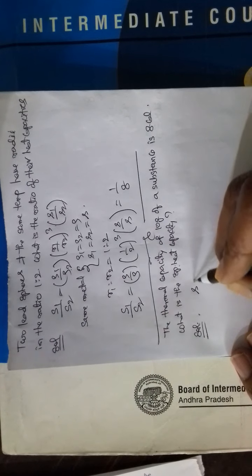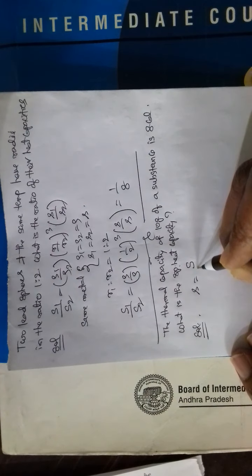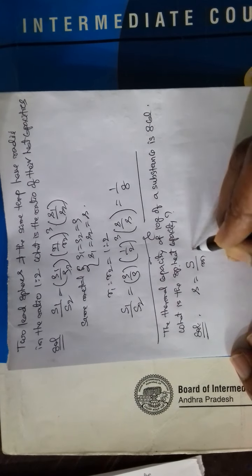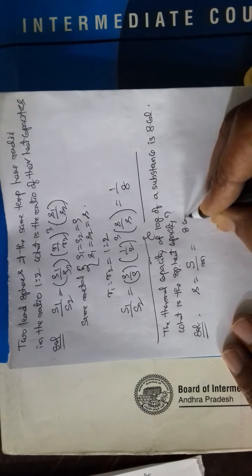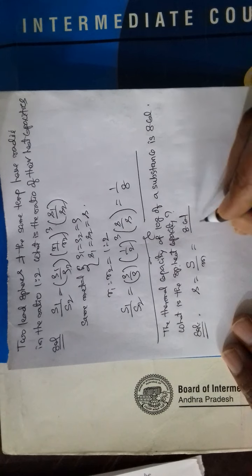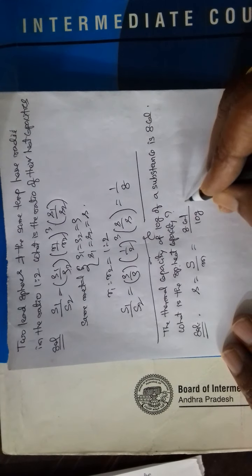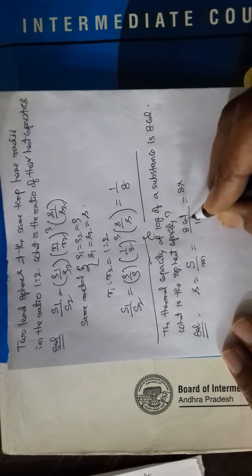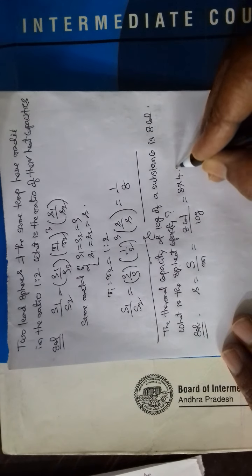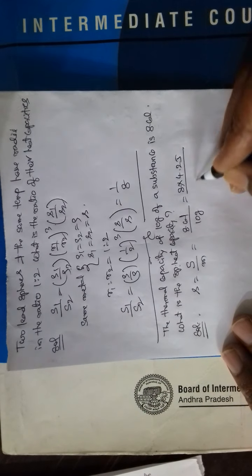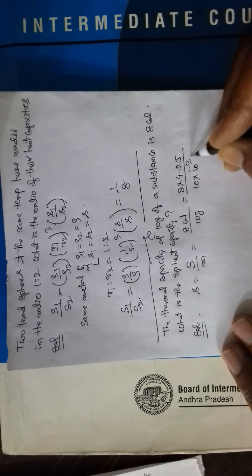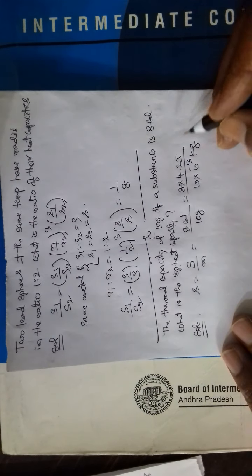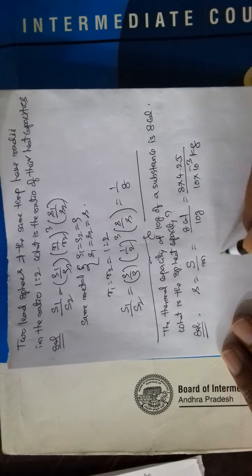Specific heat capacity is defined as thermal capacity by M. Thermal capacity is 8 calories and mass is 10 grams. 1 calorie is equal to 4.2 joules, and here 10 to the power of minus 3 kg, so that we get the answer.